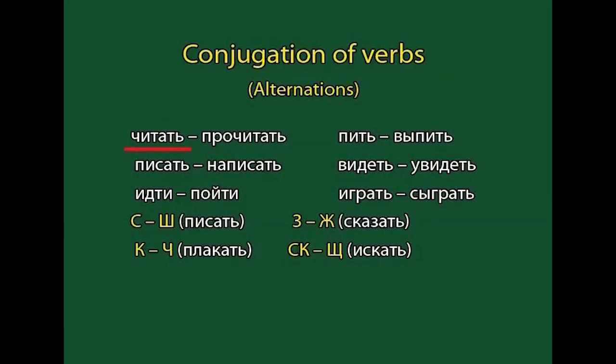As you can see, chitach is imperfective aspect, prachitach is perfective aspect. Peach is imperfective, vipich is the perfective aspect. Pisach imperfective, napisach perfective aspect. Vijich imperfective, uvijich perfective aspect. Ichi, which is to go or to come, is imperfective aspect, and paichi is perfective aspect. Igrach, to play, is imperfective aspect, and sigrach is perfective aspect.